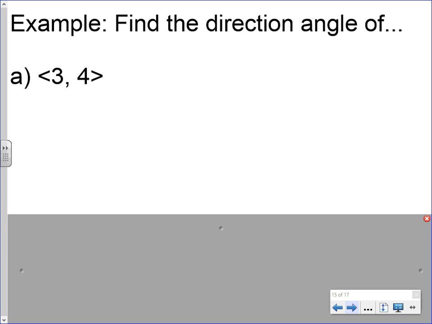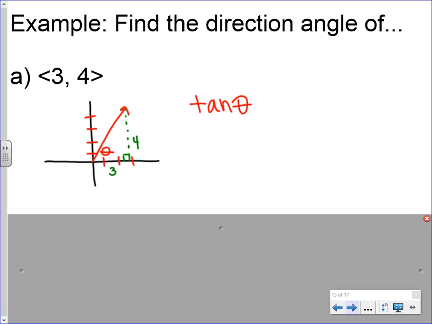Let's first do example 3, 4. That's your first example of direction angles. If we have a vector 3, 4, so 1, 2, 3, 1, 2, 3, 4, we're looking for theta right here. I know horizontal component 3, vertical component 4. We need the tangent of theta to be 4 over 3. And guys, it's always going to be vertical over horizontal, right? That's how it is in the unit circle, sine over cosine, vertical over horizontal. So, in your calculators, please take the inverse tangent of 4/3.